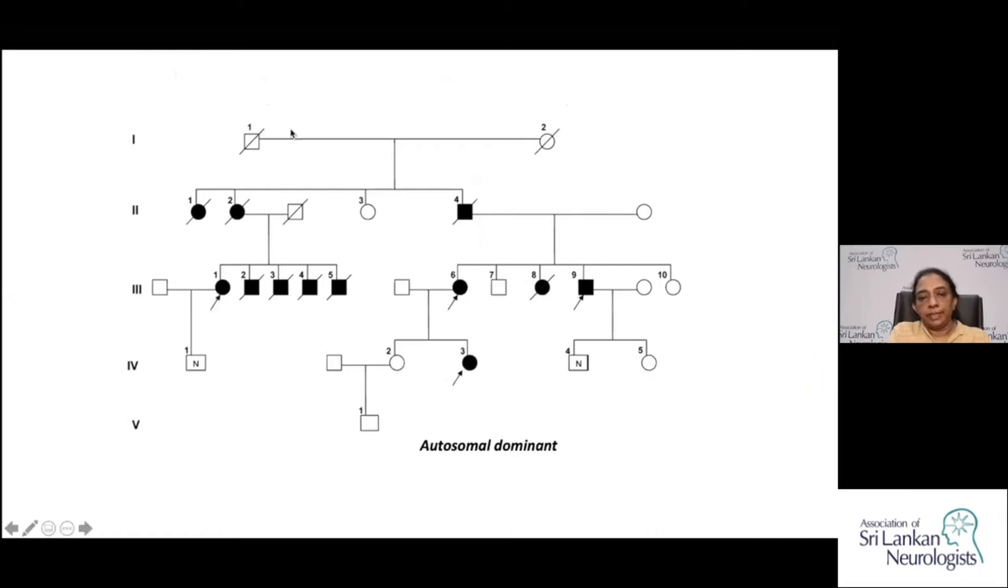When you come to the next one, you can see there are five generations here. And here, of course, you can see all males and females are affected equally. So obviously, this is an autosomal dominant pedigree. There are many muscle disorders or myopathies, like myotonic dystrophy, which may transmit in this manner.